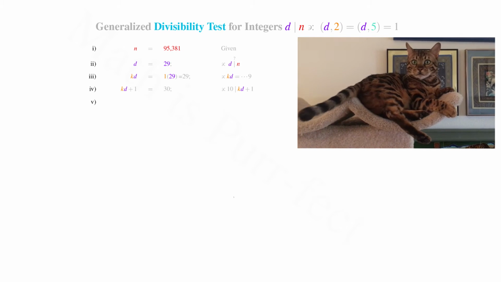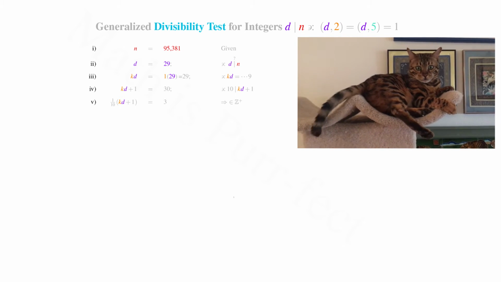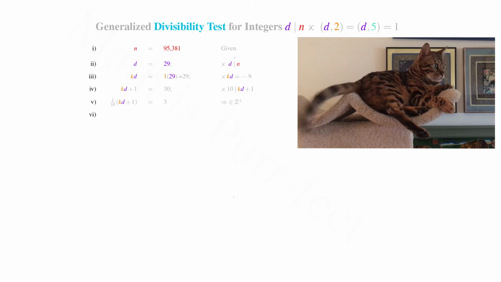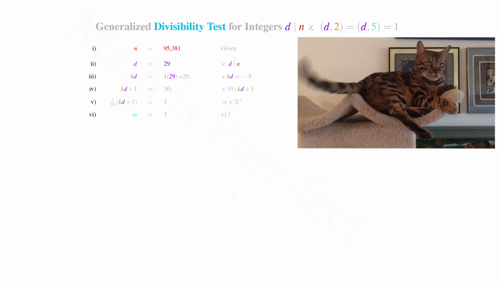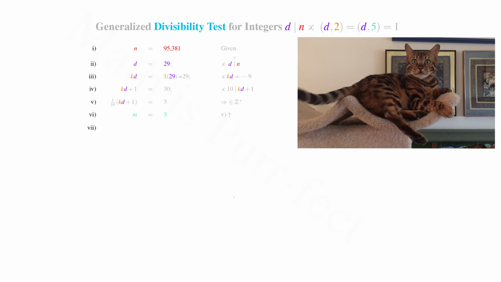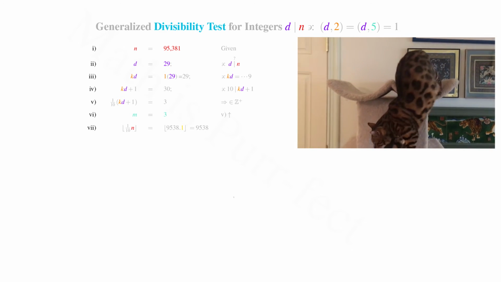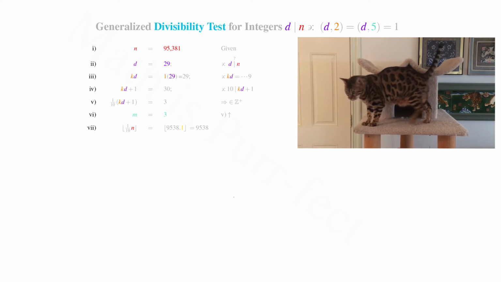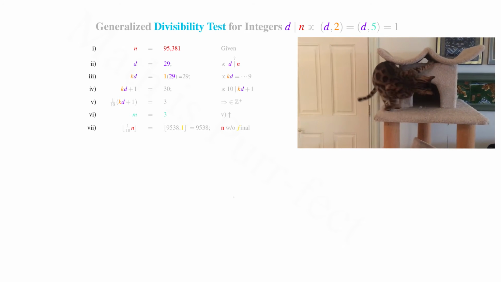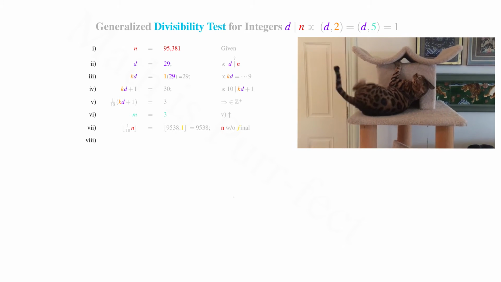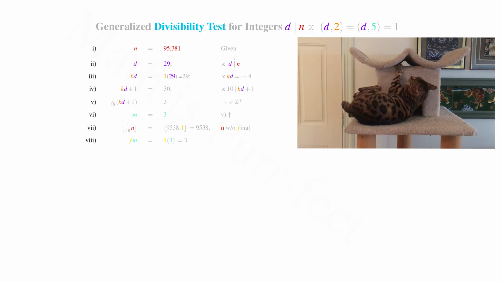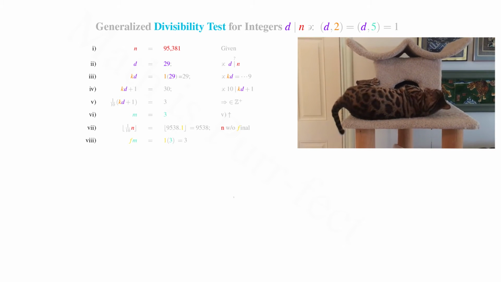We then take 1/10 the previous step, resulting in the integer 3. We call this result m equals 3 our key. Step 7 is to truncate the final digit of the given number n by taking the floor of 1/10 of n. For us, that results in 9,538 once the decimal one is truncated. We now take the product of the truncated yellow one and our key, m equals 3, resulting in 3.